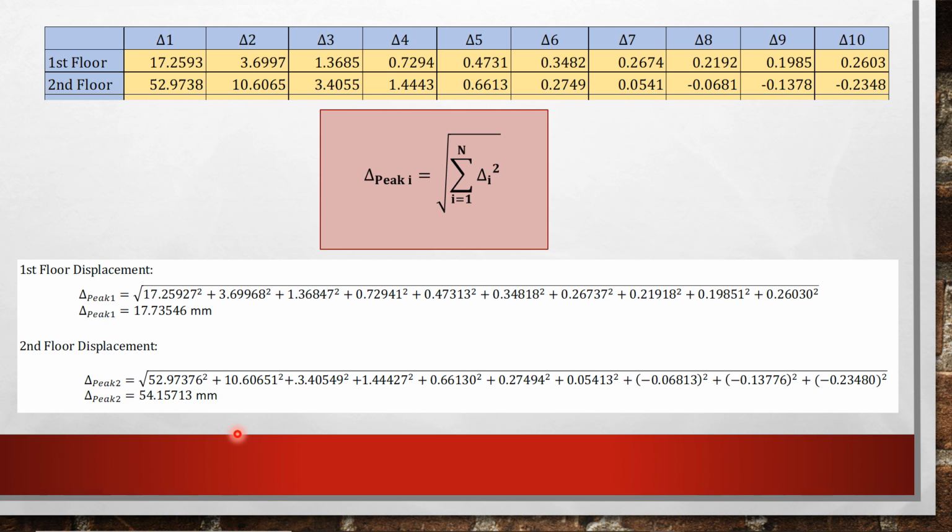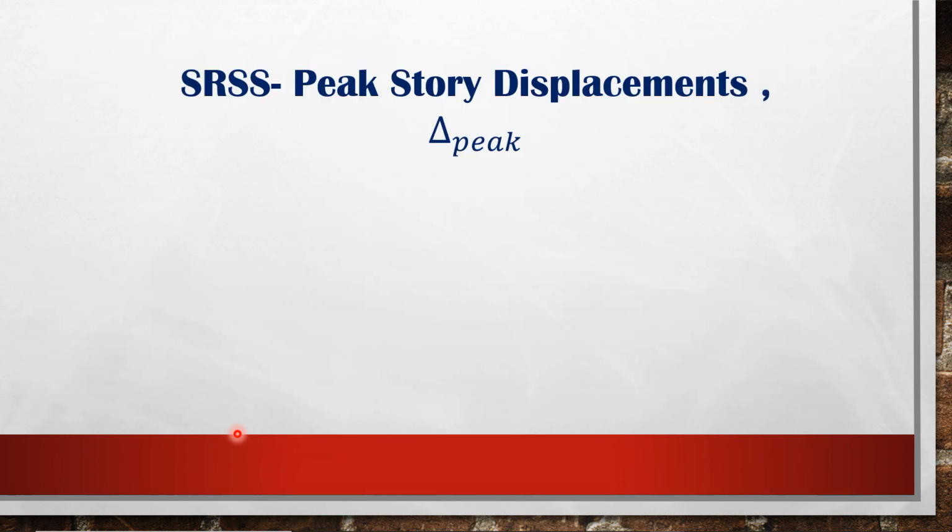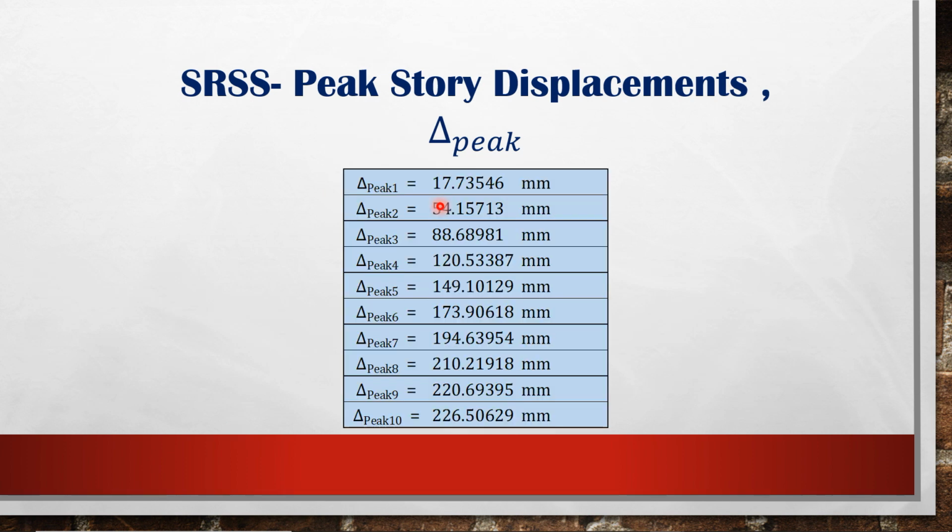ito na. If we use this formula in the process presented, we can determine the SRSS peak story displacements in all modes and floors. So, ito na yung SRSS peak story displacement natin. Ito na yung magiging result na delta peak 1 is equals to 17.73546 mm. Delta peak 2 is equals to 54.15713 mm. Delta peak 3 is equals to 88.6891 mm, and so on. For delta peak 10 is equals to 226.5629 mm. So, ito na yung peak story displacement natin, no? Represented by the delta peak.